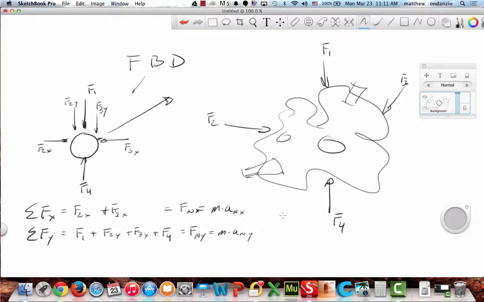You follow me? If the net is some non-zero number, it means my acceleration is going to be non-zero. Right? Which means I'm going to have accelerated movement. Am I going to have constant velocity movement? With some sort of non-zero value of F, am I going to have a constant velocity? Why not?